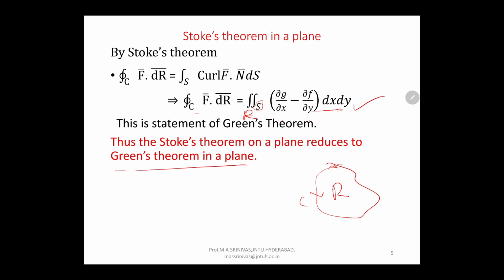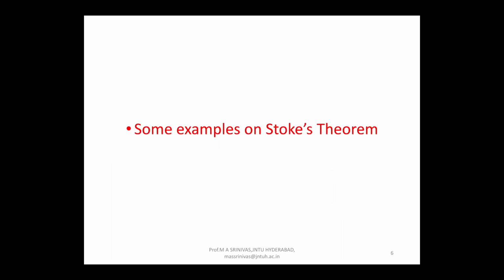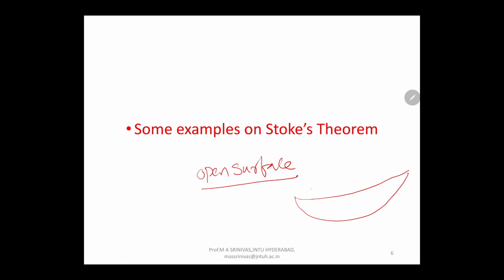Just before going to the problems on Stokes theorem, I will recall what we learned. For applying Stokes theorem, the first thing we need is an open surface. Whenever you have an open surface, automatically you will have a boundary at the open part. That boundary is a closed curve. So for an open surface, there will always be some closed curve.